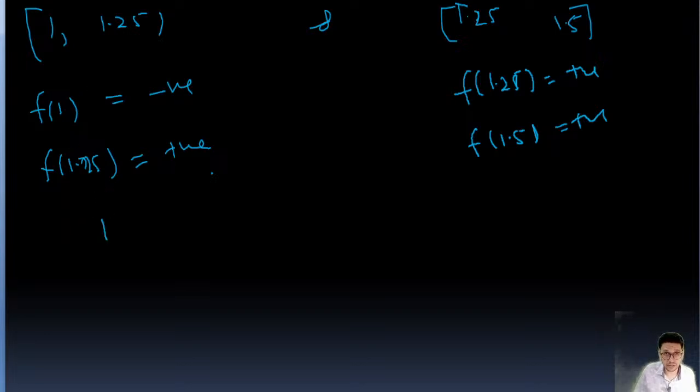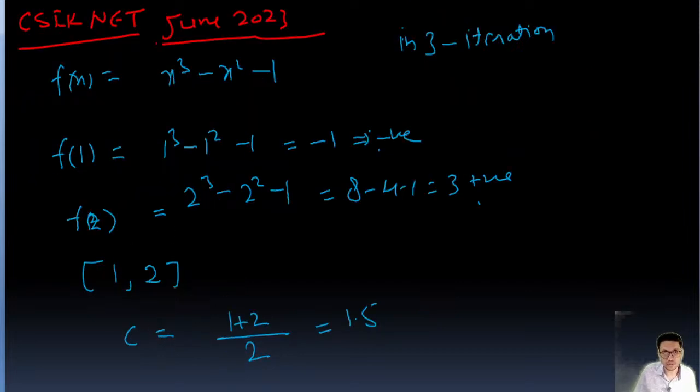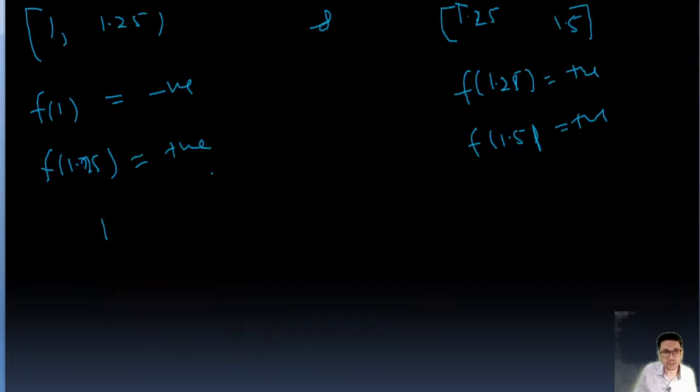This second iteration is already done. Okay, this is the first iteration C. This is the second iteration D. Now third iteration. Okay, so it means E is going to be this one, 1 plus 1.25 upon 2.